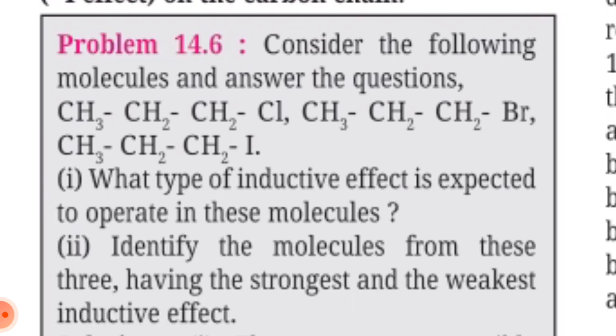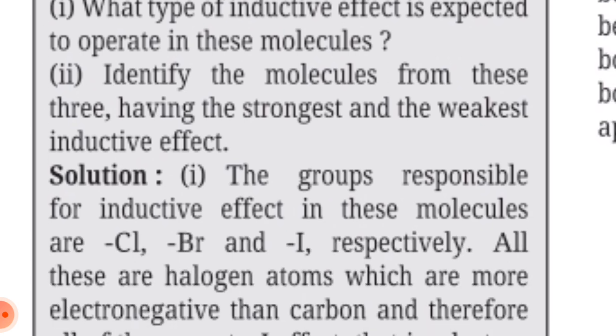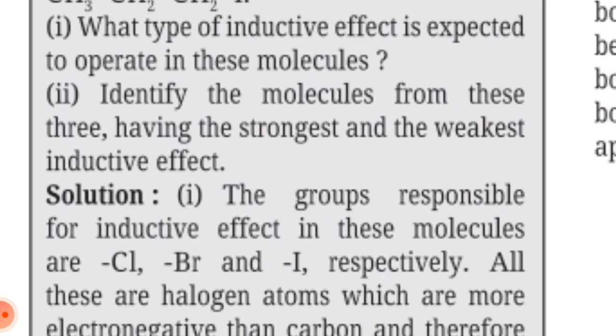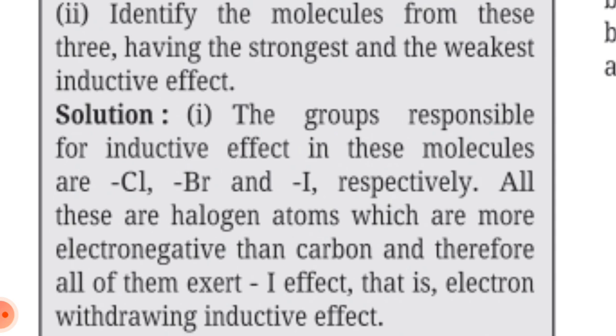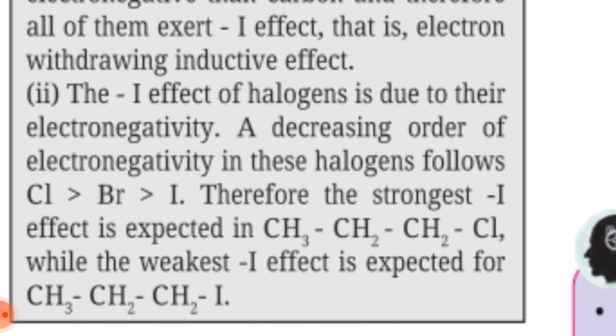Consider the following molecules and answer the question: CH3CH2CH2Cl, CH3CH2CH2Br, CH3CH2CH2I. What type of inductive effect is expected to operate in these molecules? Identify the molecule from these three having the strongest and the weakest inductive effect. The groups responsible for the inductive effect in these molecules are chlorine, bromine, and iodine respectively. All these are halogen atoms which are more electronegative than carbon, and therefore all of them exert a negative inductive effect, that is, an electron withdrawing inductive effect.